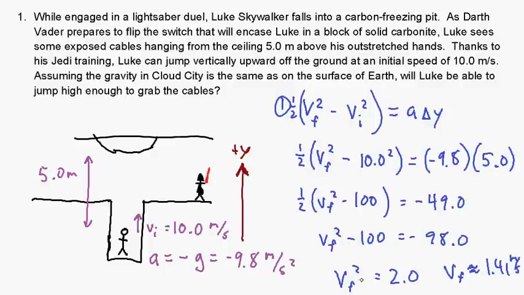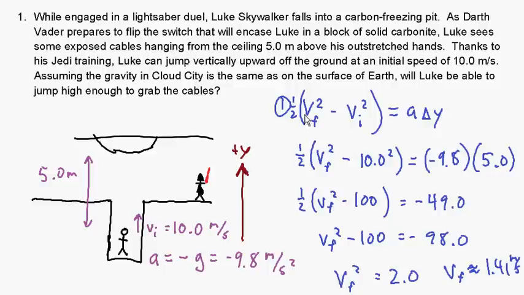And then you would have come up with Vf squared equals a negative number, and the only solutions for Vf would be imaginary numbers. The fact that it's imaginary means that Luke wouldn't make it in that case. So that's one way to approach the problem.